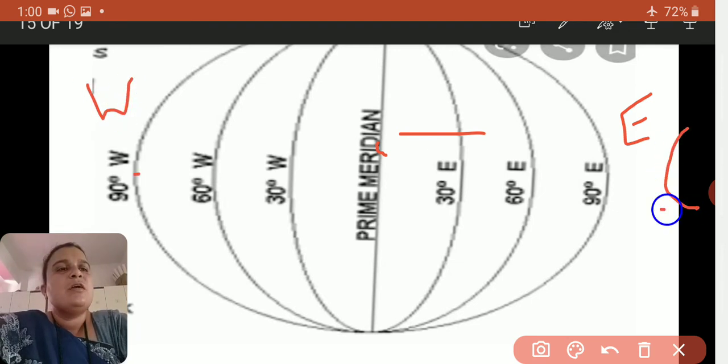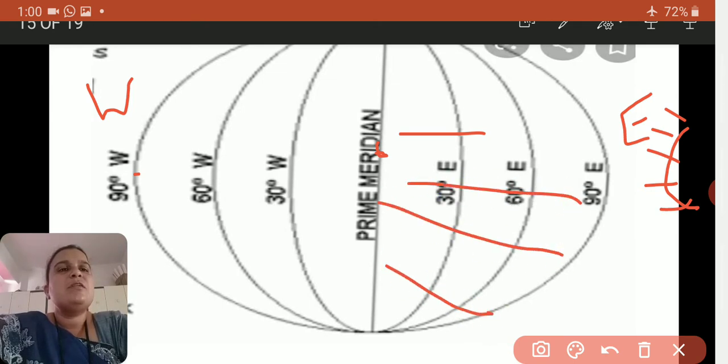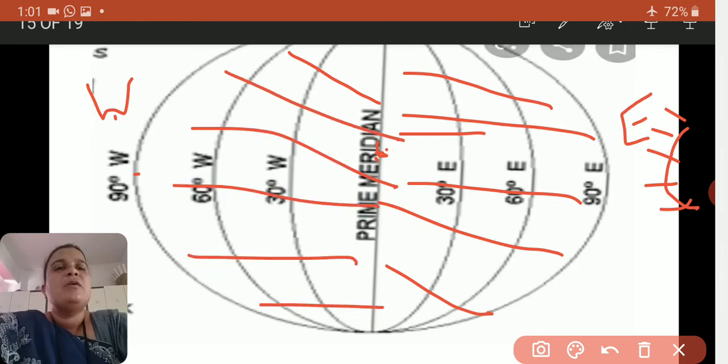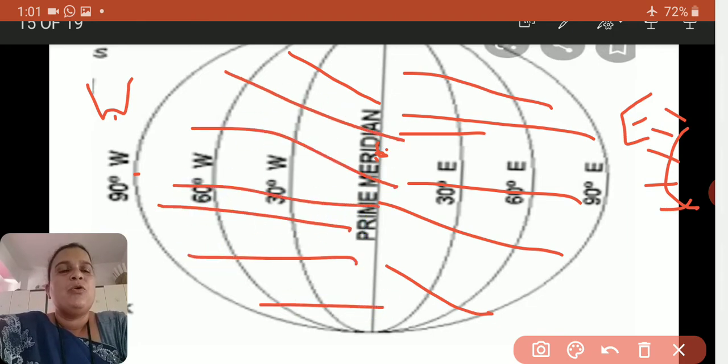So the sun rises in the east. So those countries are in the eastern hemisphere. This is the eastern hemisphere. So they are ahead. And those countries in the western hemisphere, this is the western hemisphere, are behind. So the places in the eastern hemisphere are ahead, and the places in the western hemisphere are behind.